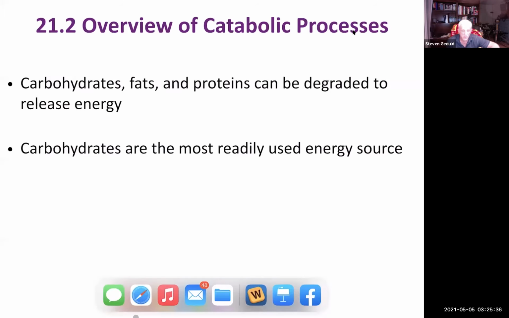So the catabolic process is a process of breaking down. Carbohydrates, fats, and proteins can be degraded to release energy. Remember, catabolic processes release energy. You break them apart, you're breaking chemical bonds, energy is released. You're building them up, you're forming chemical bonds, energy is absorbed.